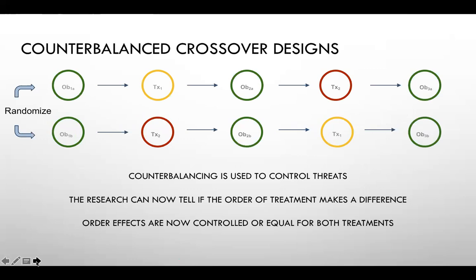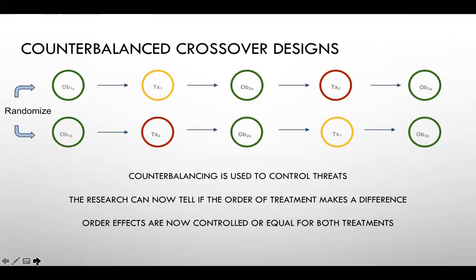In a counterbalanced crossover design, you control the sequential order to eliminate threats to internal validity, to balance it out amongst your two groups. So participants are randomly assigned to the two groups that differ in the order in which they receive treatment. As you see here, participants are randomly assigned. They are observed. The group on top is administered treatment 1 before their second observation, and then they receive treatment 2 before their third observation.